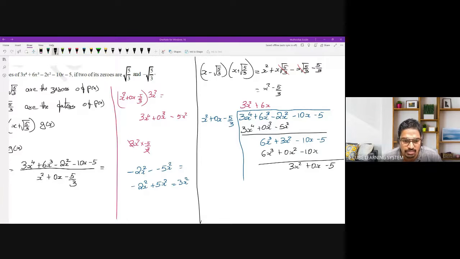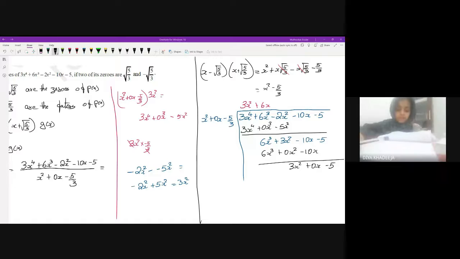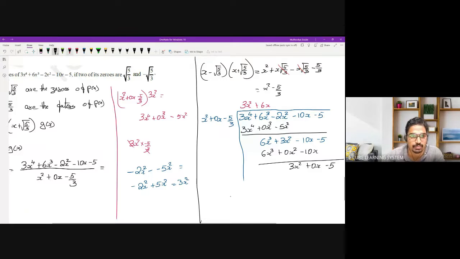And what will be the last quotient in this case, dear Khadija? The last quotient? 3. 3. Very good. 3 will be the last quotient. On multiplying with 3, we get 3x square plus 0x minus 5, 0. I hope you got it, everyone.